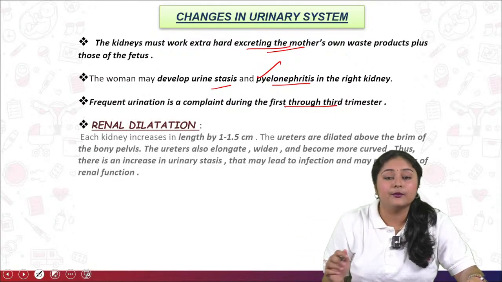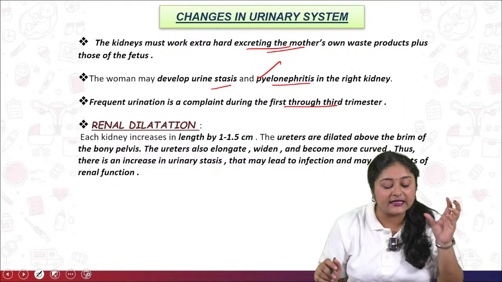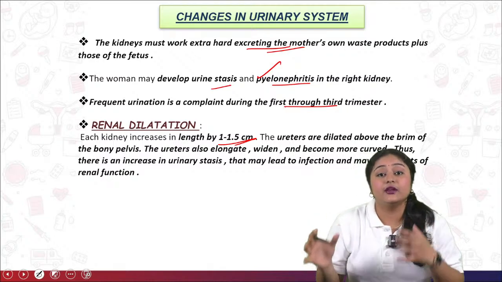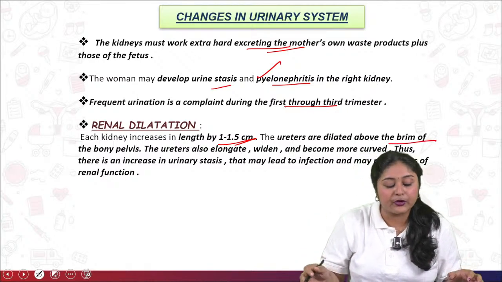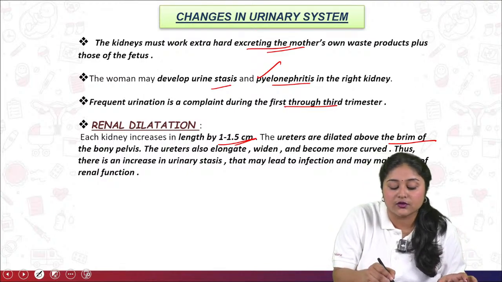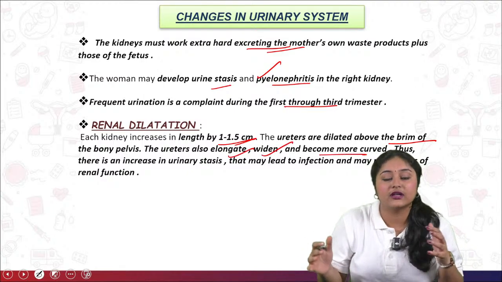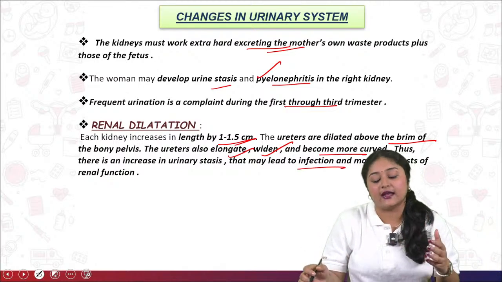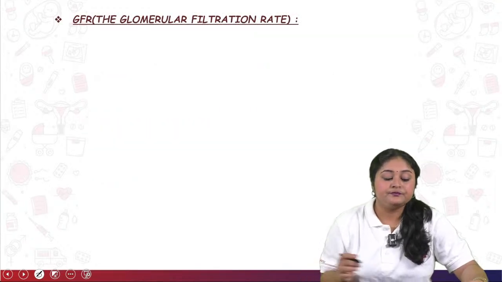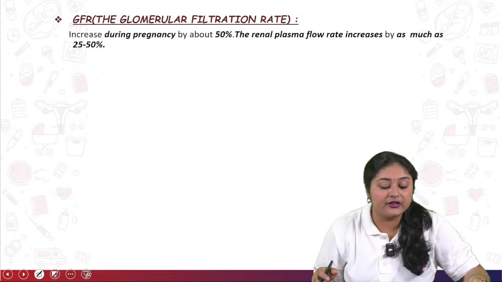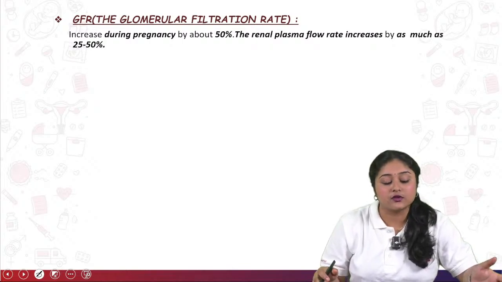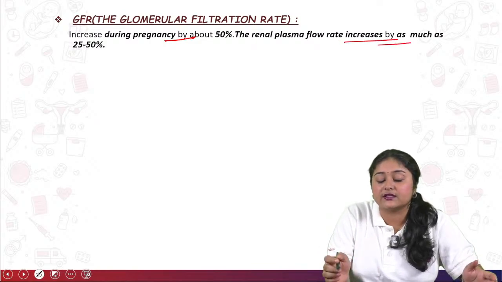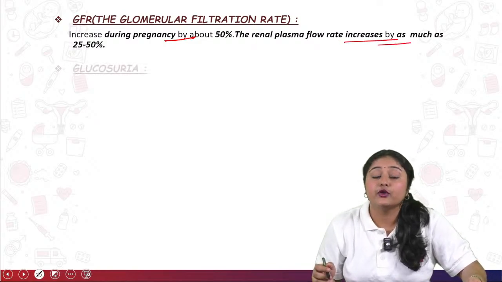Okay, so now come to renal dilation. Each kidney increases in length by about 1 to 1.5 centimeters. The ureter also starts to dilate above the brim of the bony pelvis, elongates, widens and becomes more curved, and thus there is an increase in urinary stasis, which may lead to infection and may affect renal function. Now come to the glomerular filtration rate. GFR increases during pregnancy by 50%. The renal plasma flow rate also increases by 25 to 50%.